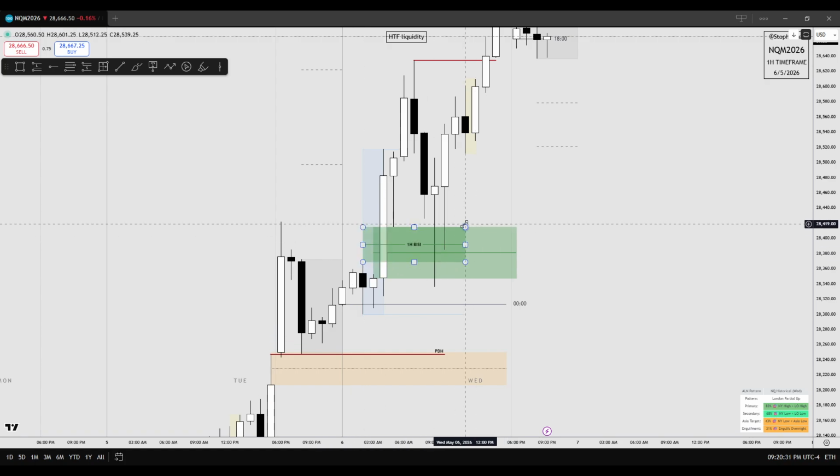We have this 1 hour BISI. Price action is respecting it. Notice how the bodies don't even come down into it. It's just wicks. The wicks are doing the damage, and that's exactly what you want to see. We're just coming back into here, painting over the wall one more time before we do actually explode higher.